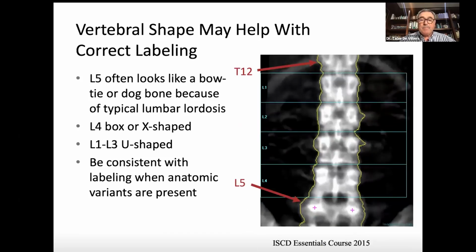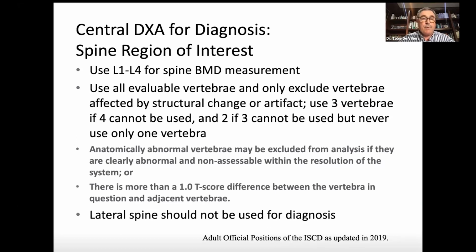In this case, we can see that L1, 2, and 3 are normally U-shaped, with L4 being X-shaped and L5 having the bow tie shape. So we need some skill on the part of the operator in doing that. We always try to use L1 to L4 for the spine BMD measurement, and you should use all evaluable vertebrae within that range, but you should exclude vertebrae affected by structural change or artifact. You can use 3 if 4 cannot be used, and you can use 2 if 3 cannot be used, but never use a single vertebra. Just remember, you cannot have osteoporosis at L2, osteopenia at L3, etc. There's only one diagnosis which can be made from L1 to whatever you use.